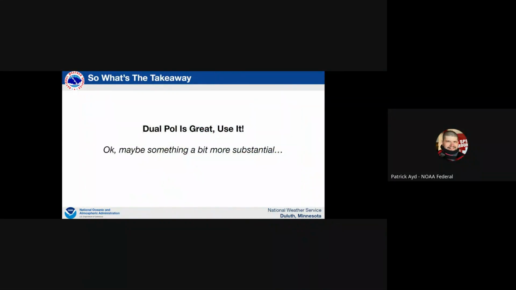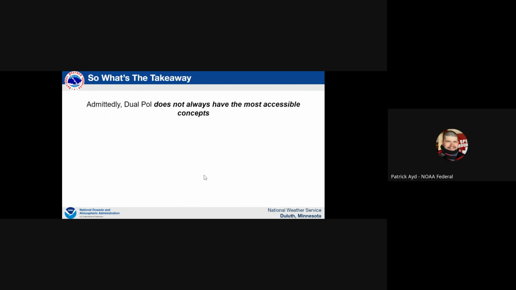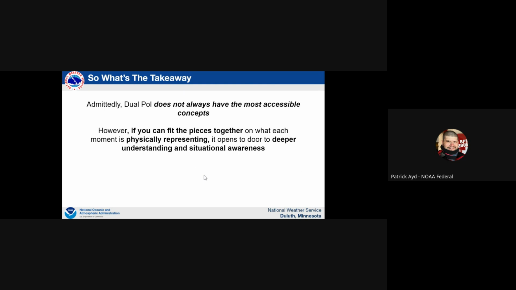All right, so what's the takeaway? Well, dual pol is great. Use it. Okay, let's maybe say something a little bit better than that. How about this: admittedly, dual pol does not always have the most accessible concepts, at least initially. You've got to put a little effort into it. But if we break it apart into what things physically represent, then you can put all the pieces together.